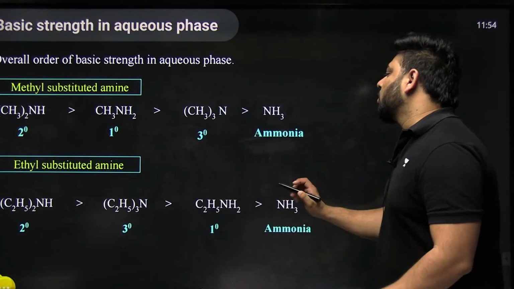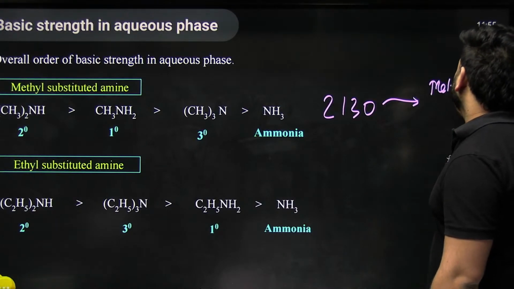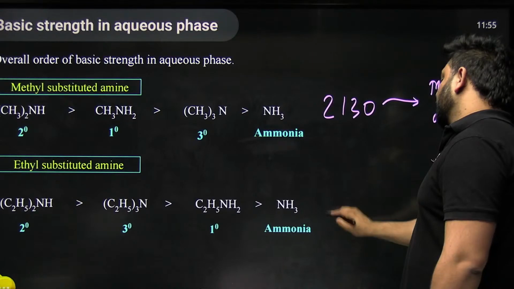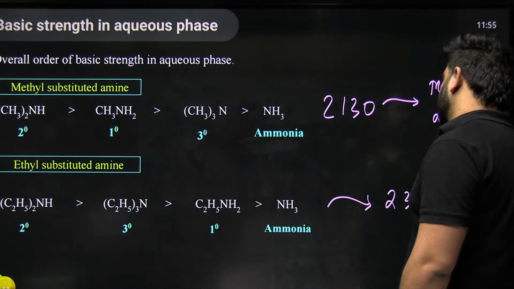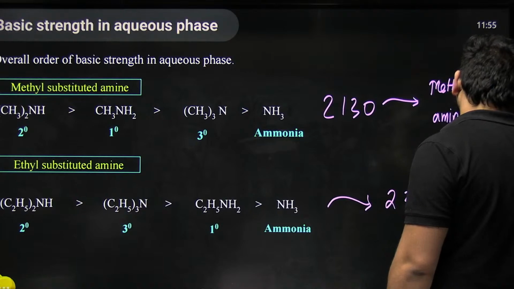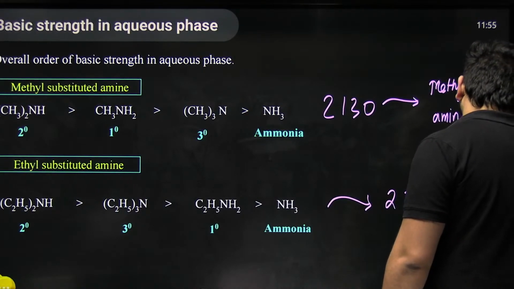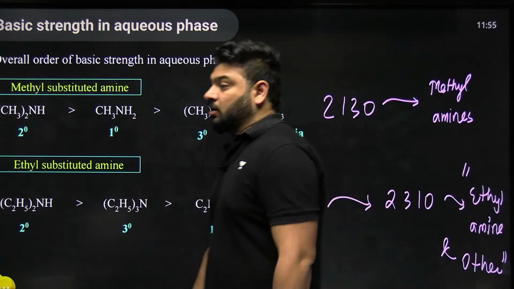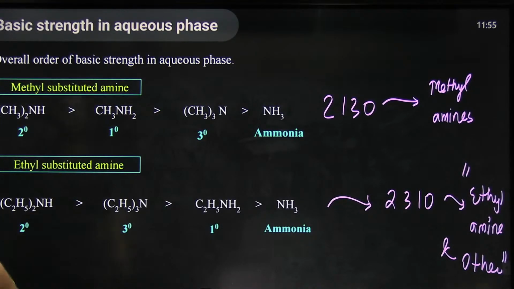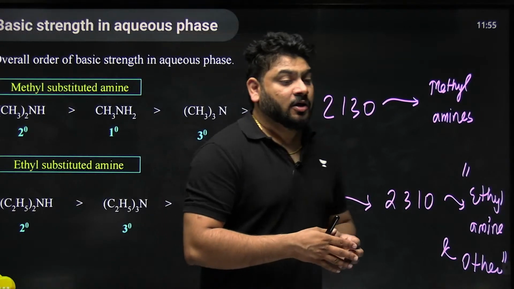These 2 cheat codes we have to remember: 2130 for methylamines, and 2310 for ethylamine and others, and general amines can also be categorized in this order. So whenever any random example is given and we have to find out the basicity or basic strength, just simply follow the order of 2310. 2 degree will have the highest, then 3 degree, 1 degree, and then 0 degree.